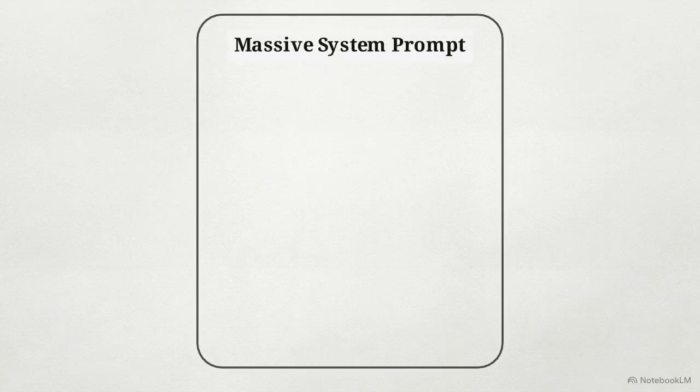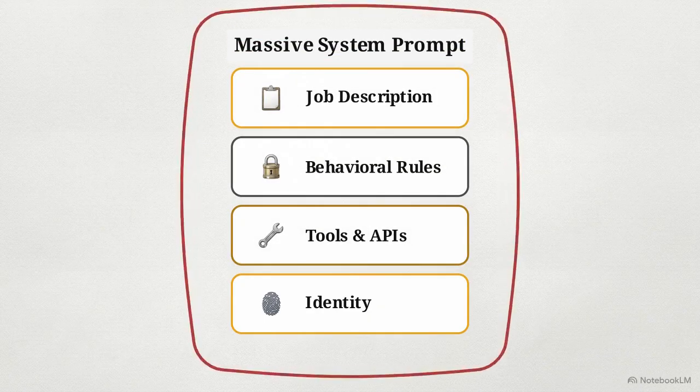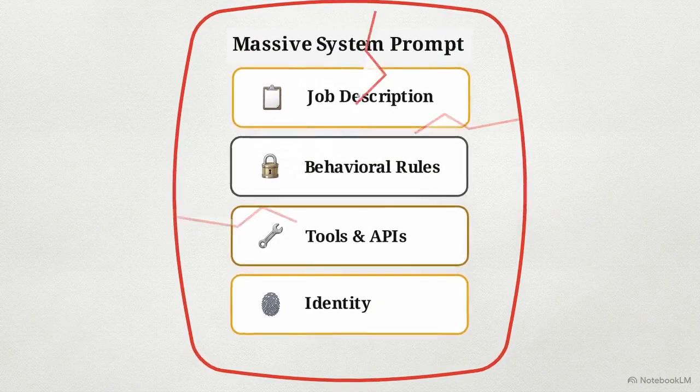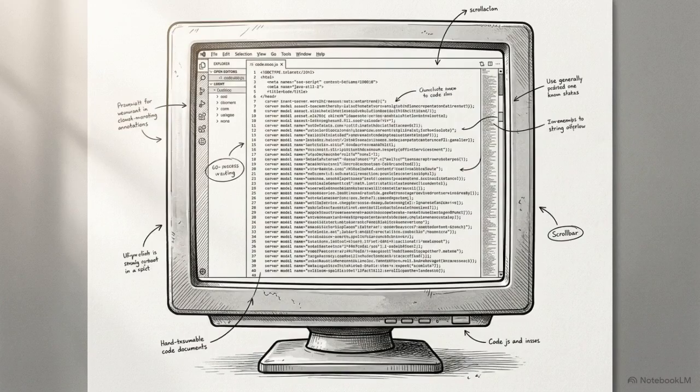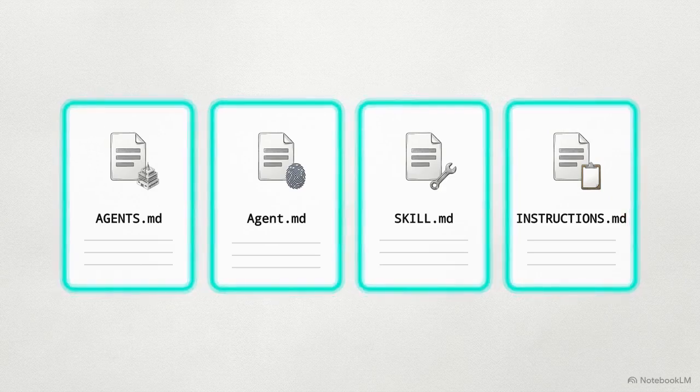The breakdown happens when we try to cram an agent's identity, its available tools, and its behavioral rules into a single massive system prompt. Over a long context window, the model loses track. It forgets its specific job description. We can fix this by completely abandoning the giant prompt. Instead, we split the instructions into 4 distinct markdown files that act as rigid, unignorable boundaries.